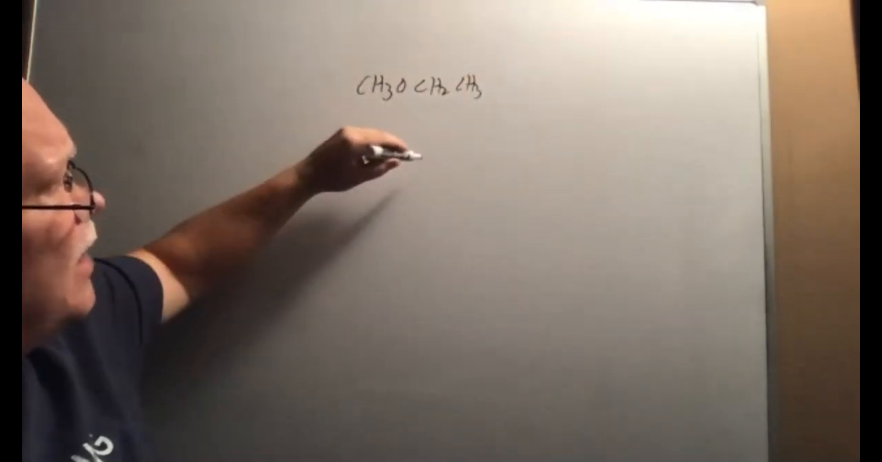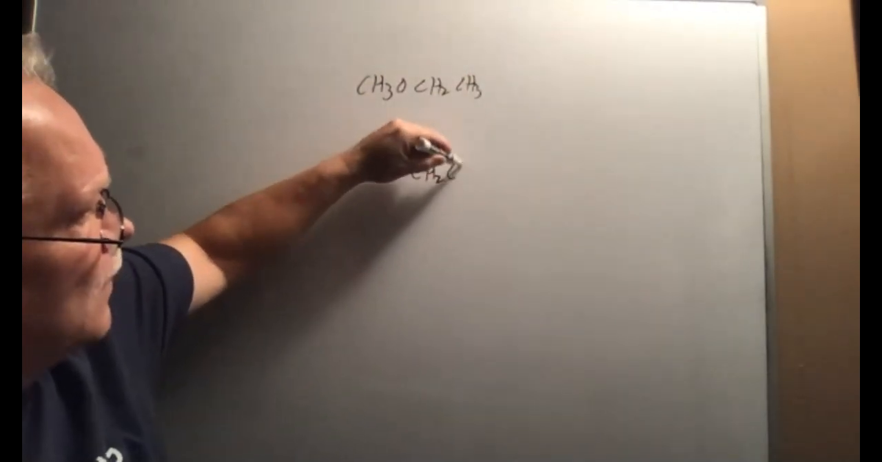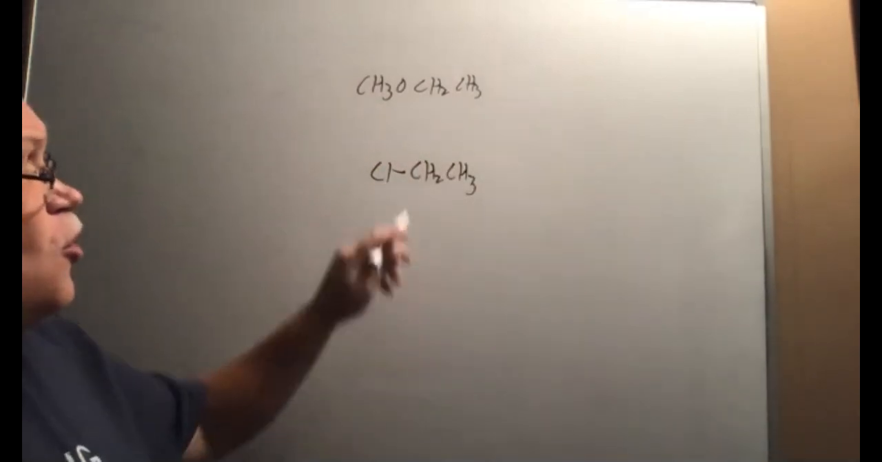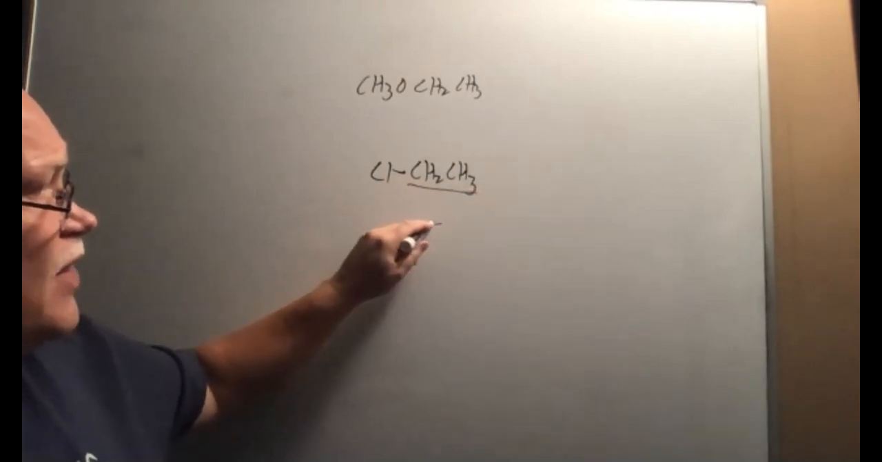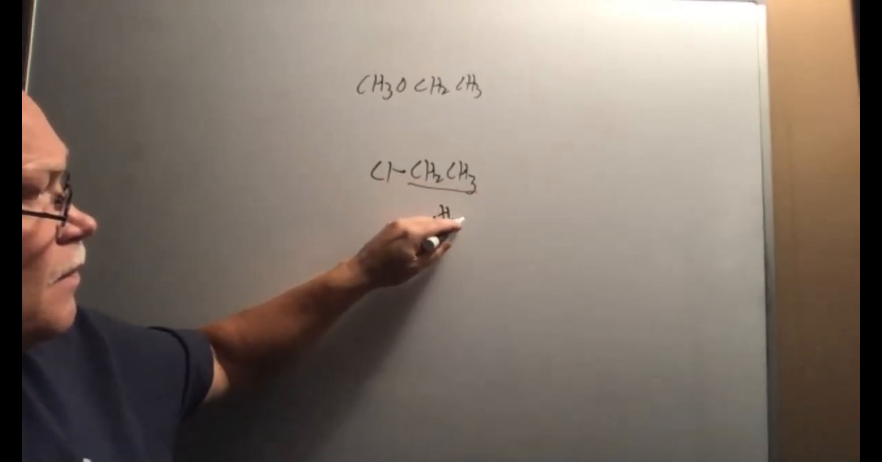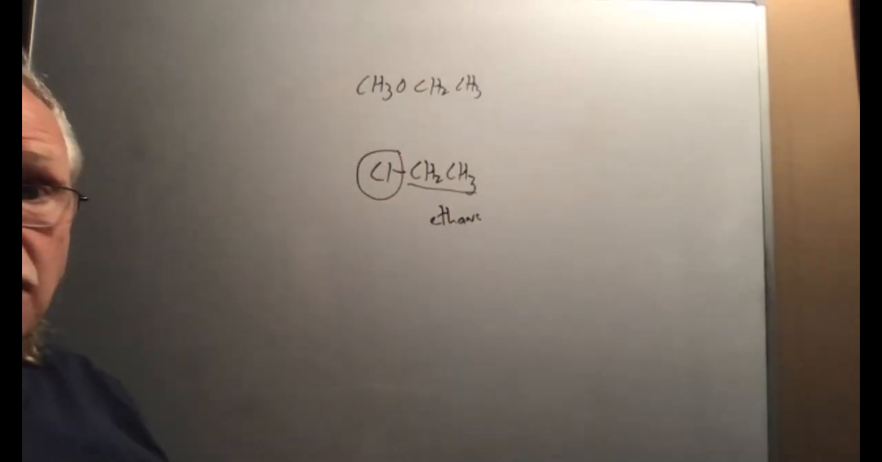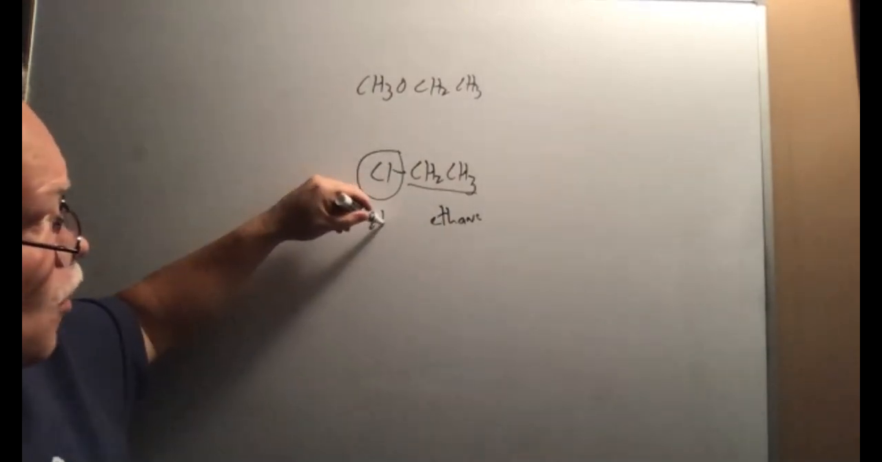But before I name that one, I want to name this compound here. Do you agree that you would name this as an ethane? And you would name this as the substituent. And you would say chloroethane.